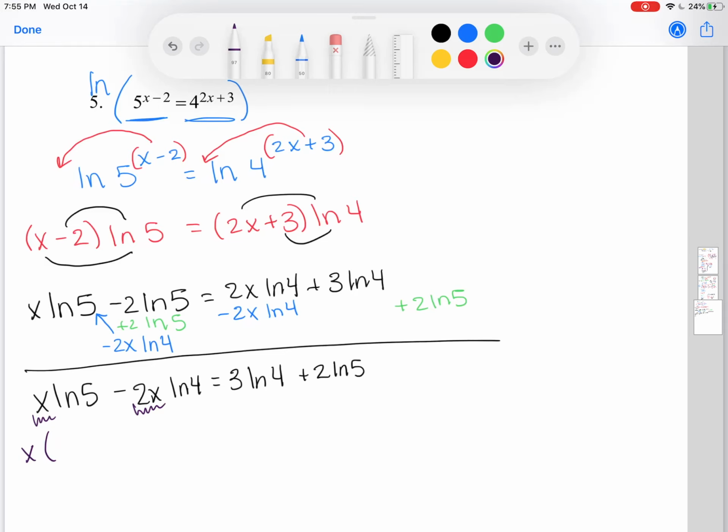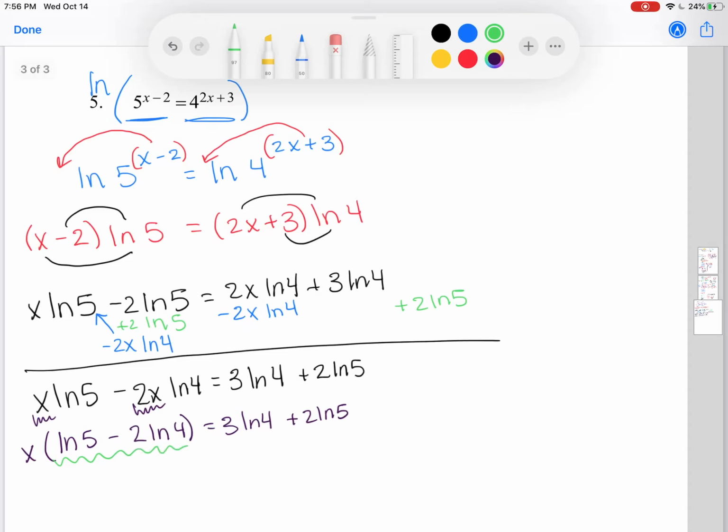Well, if you remember our algebra rules, we can factor out the greatest common factor, and in this case, our greatest common factor is x, because they both have it in common. And I'm left with natural log of 5 minus 2 natural log 4. And everything else on the right-hand side will stay.